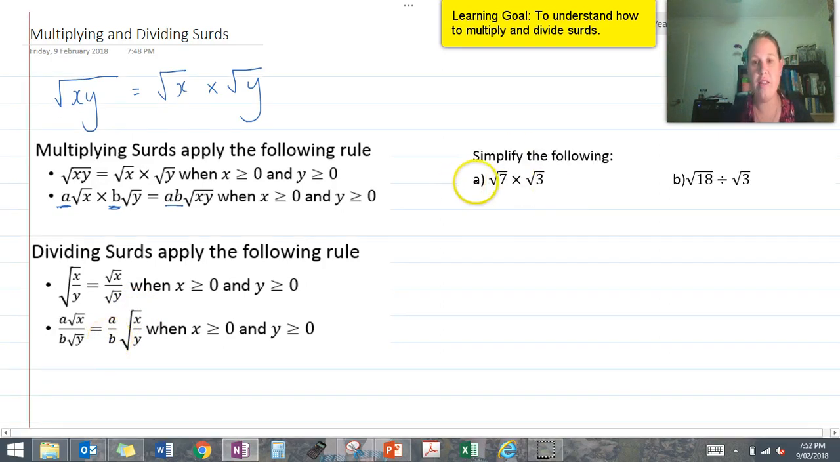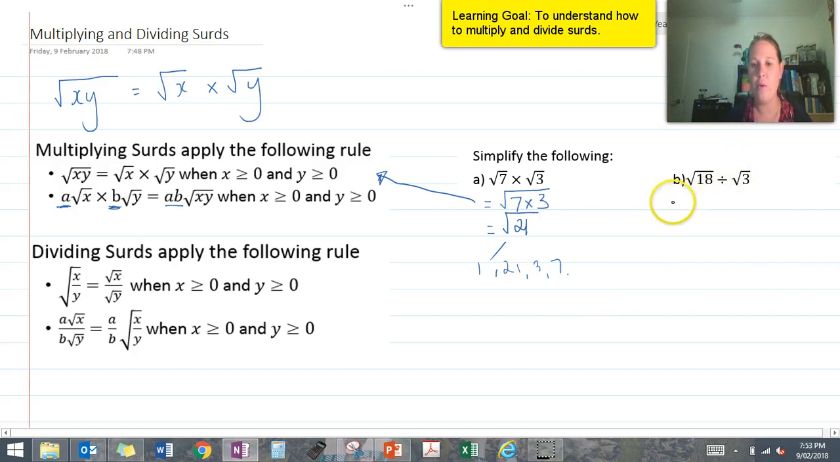Okay, so for our first example, we have the square root of 7 times the square root of 3. That can be represented as the square root of 7 times 3, and remember, that's using this rule from our last lesson. 7 times 3 is 21. 21 doesn't have any square factors, so we can check that. The factors are 1, 21, 3 and 7, so that's as simplified as our root can be.